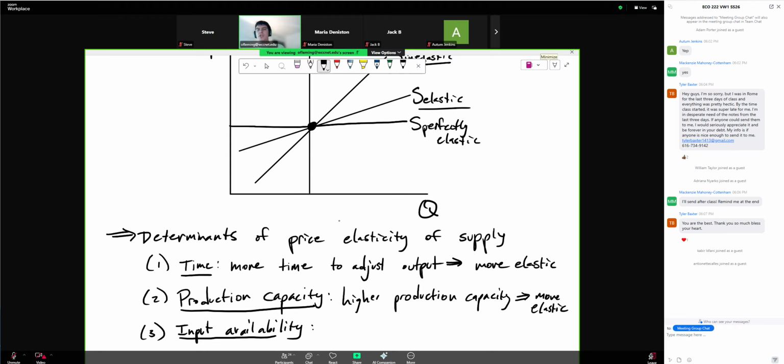Input availability. If inputs are more available, then it's very similar to production capacity. If inputs are more widely available, then if there's an increase in the price of some good that requires that input, it would be easier to expand production. But if it's very hard to get that input, if there's a shortage of that input at a given time, or that input is very expensive, or there are legal hurdles to getting that input, then it doesn't allow you to expand output that much. So higher input availability makes it easier to expand output in response to a price increase. So we would say that it is more elastic.